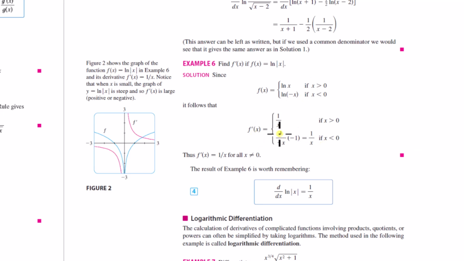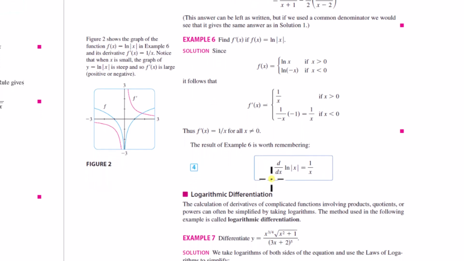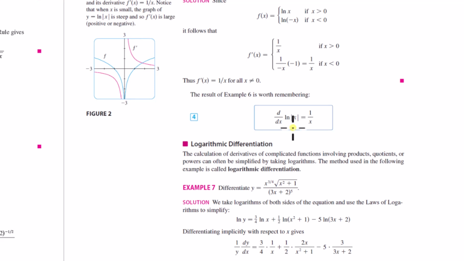You can take the derivative of each one of these separately. We just showed this formula on the previous page, that the derivative of natural log of x is 1 over x. You get 1 over x here, and then just use the chain rule. So 1 over minus x times minus 1, you get 1 over x in general. So the derivative with respect to x of the natural log of the absolute value of x is 1 over x.